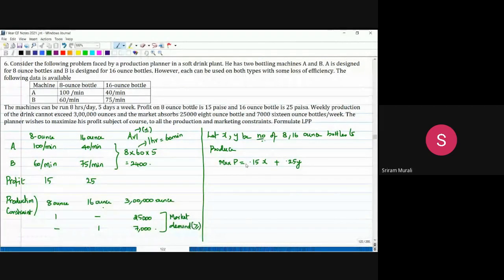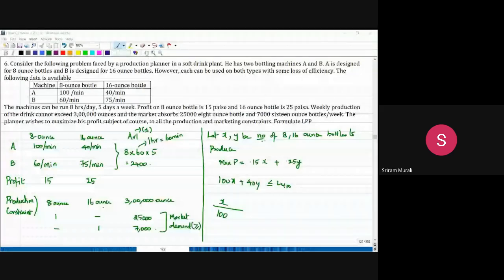So far, you cannot take this as 100x plus 40y is less than or equal to 2400, because clearly, this is given per minute. In a given minute, machine A can produce at most 100 of the 8 ounce bottles. It can do 100, but I don't know how many to produce.